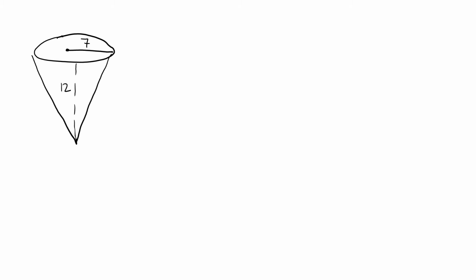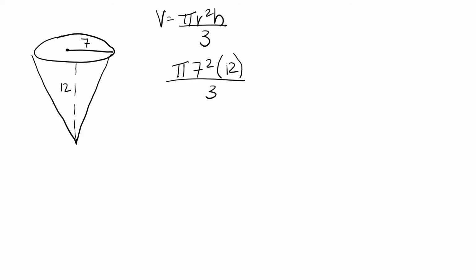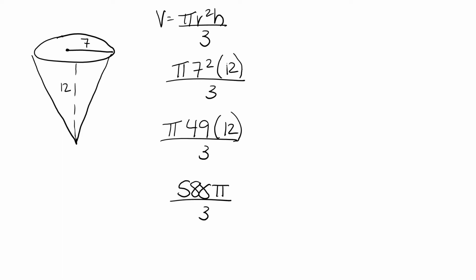For our second problem, we have a cone, and our cone has a radius of 7, and it has a height of 12. We use our formula, pi r squared h over 3, plugging in the radius 7 and the height 12. We solve the exponents first. 7 squared is 49. We multiply that answer by the height 12 to get 588. We divide that value by 3 to get 196.